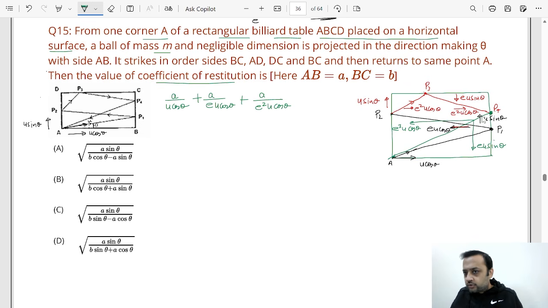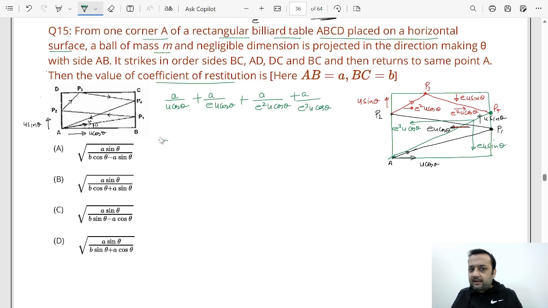And again from P4 back to point A, along the x-axis the displacement will be a, so a upon the x velocity, which has now become e cube u cos theta. If you understand, this is the total journey time of the entire motion from A to P1 to P2 to P3 to P4 and back to A.